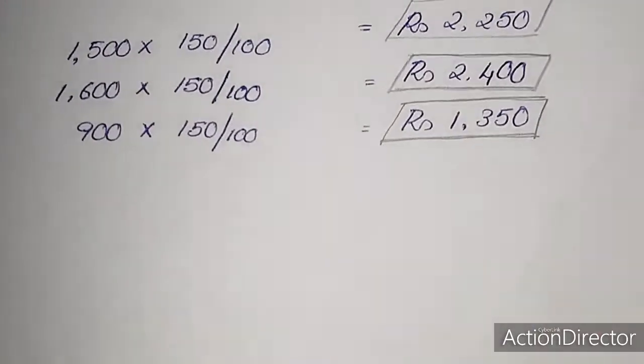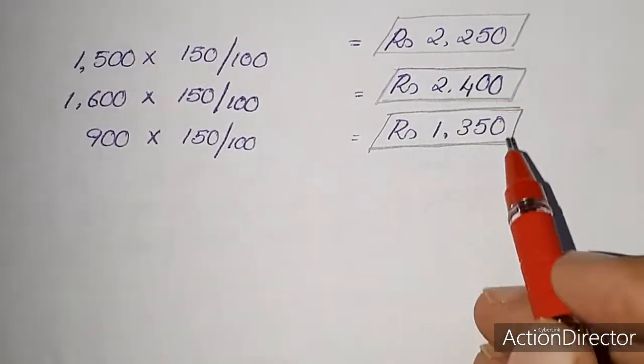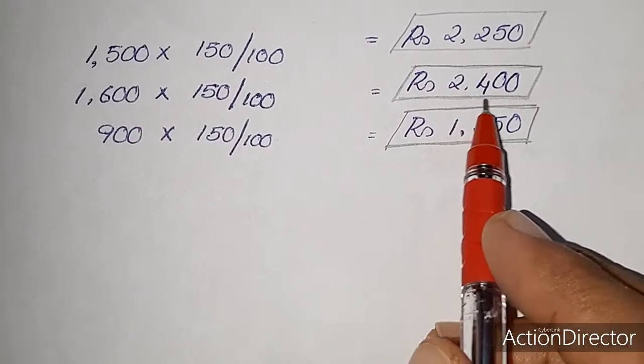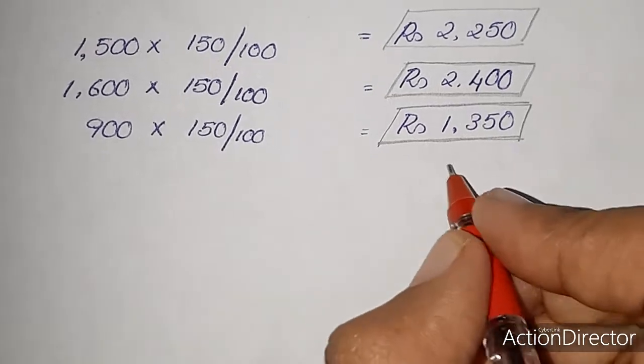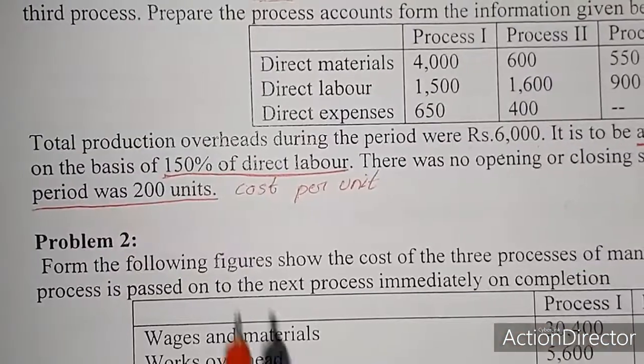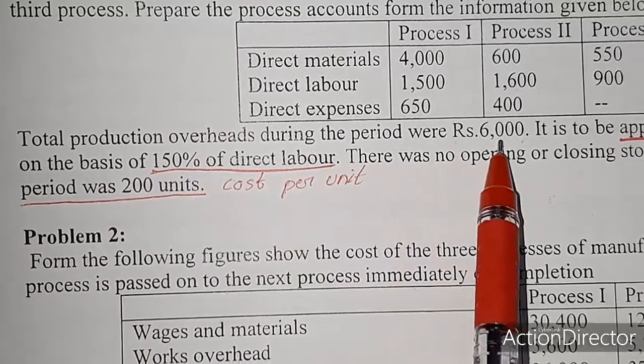Now, in order to check whether the calculated values are correct, you have to total up 2,250 plus 2,400 plus 1,350. You should get 6,000. So that denotes the total production overheads during the period were rupees 6,000.